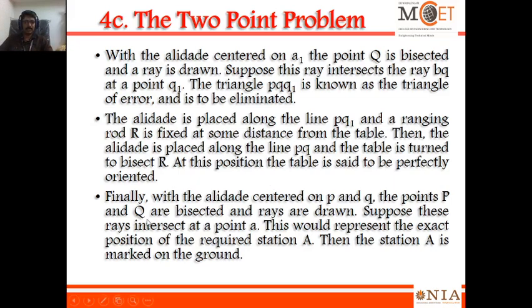Finally, with the alidade center on P and Q, the points P and A are bisected and the rays are drawn. Suppose these rays intersect at point A. This would be the exact position of the ground station A. This can be marked on the ground by using a U-fork and plumb bob. Right.